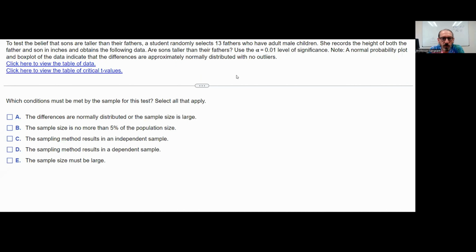Okay, this one. To test the belief that sons are taller than their fathers, a student randomly selects 13 fathers who have adult male children. She records the height of both father and son in inches and obtains the following data. Are sons taller than their fathers? We have matched pairs here. We have genetic dependence.